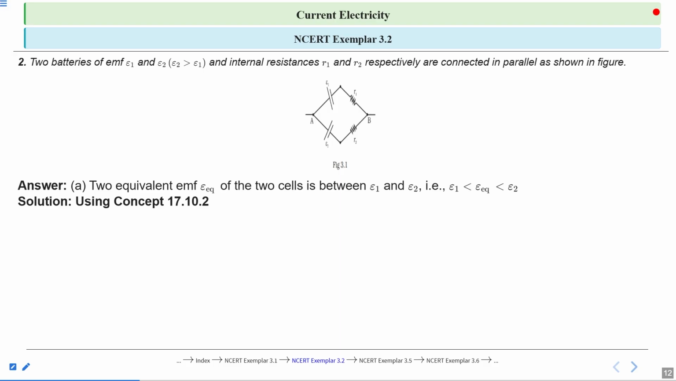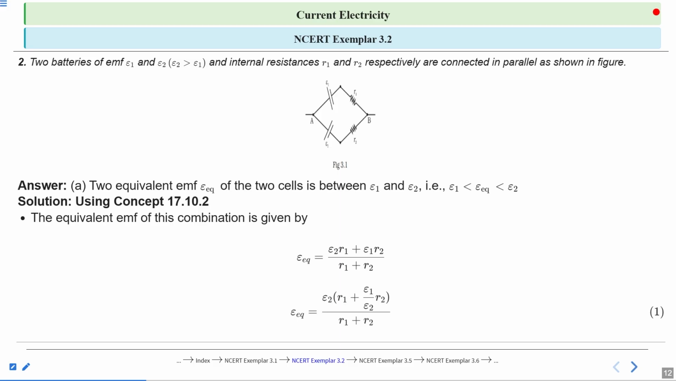Using concept 17.10.2, the equivalent EMF of this combination is given by the following. For parallel combination, we have discussed in theory lectures what epsilon equivalent is. The equivalent EMF is given by epsilon 2 R1 plus epsilon 1 R2 upon R1 plus R2. This is the expression for equivalent EMF for two cells that are connected in parallel.